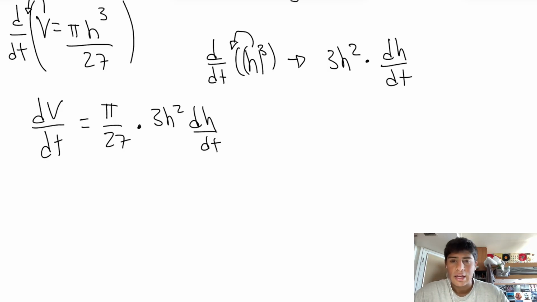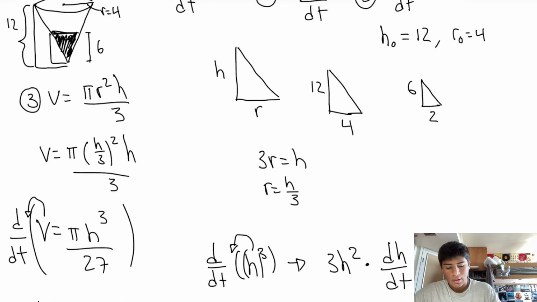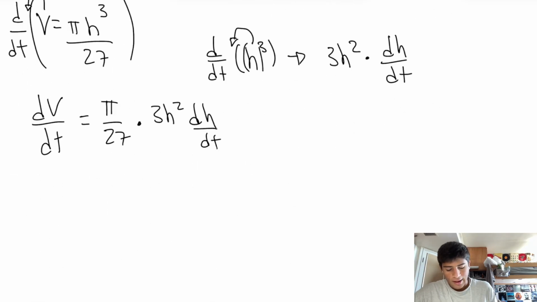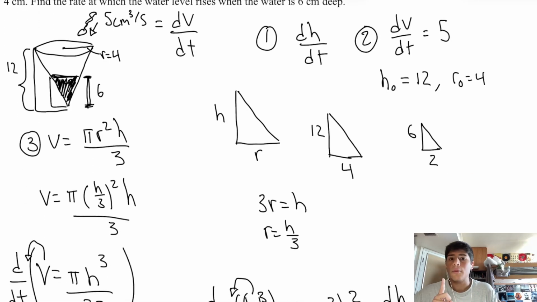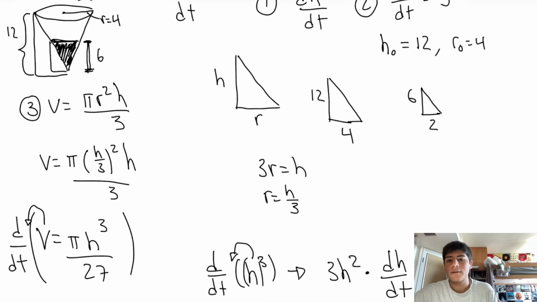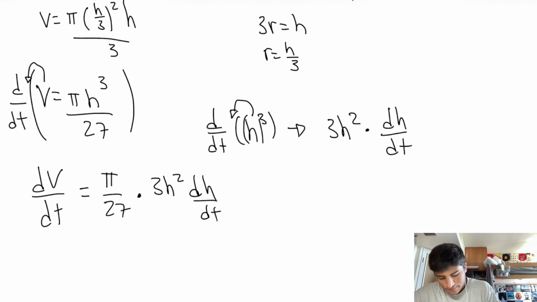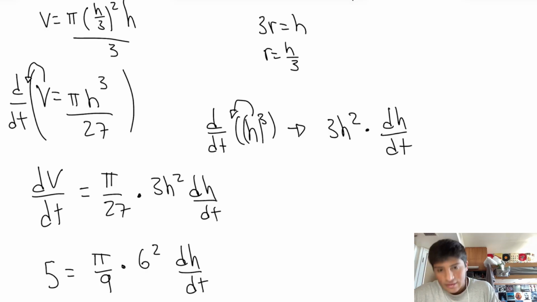We know h is 6 at the exact moment that we're trying to find it. And we know dh over dt. Sorry, we don't know dh over dt, but we know dv over dt is 5. So we can plug these in. 5 equals, I'm going to take our 3 and our 27, and 3 divided by 27 is 1 over 9. So you can say pi over 9 times h is 6 squared, dh over dt.